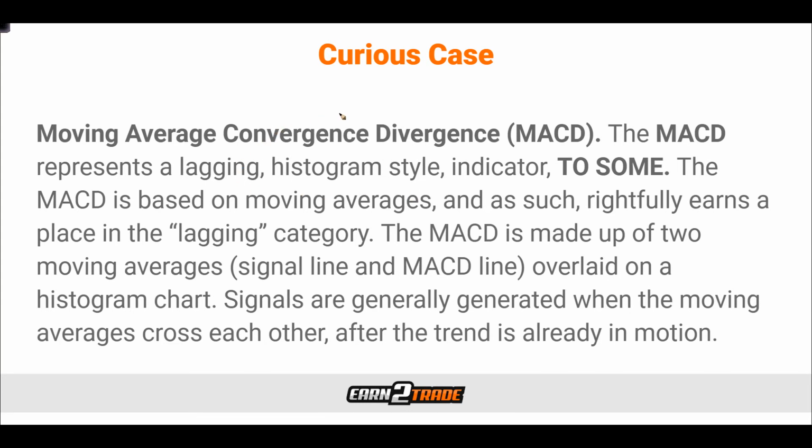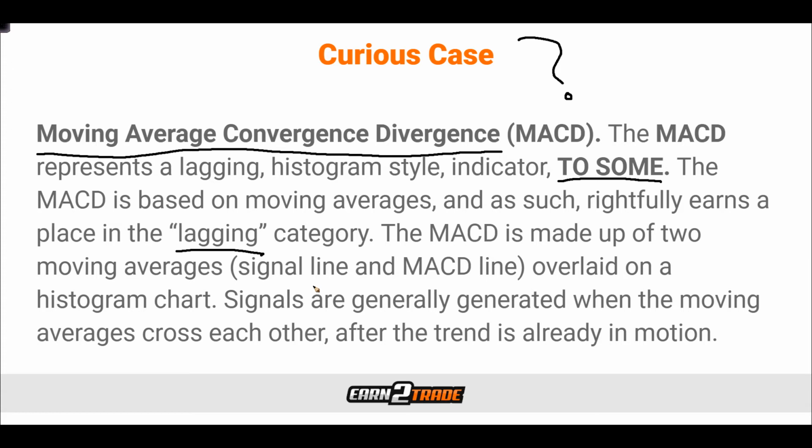Next, we have things that are a curious case. And what do I mean by a curious case? Well, we have indicators that almost fall into both categories, and one of those is going to be this long-winded word here, the moving average convergence divergence, which otherwise is just simply known as the MACD. The MACD represents a lagging histogram style indicator to some, keyword to some. The MACD is based on moving averages and as such rightfully earns a place in the lagging category.